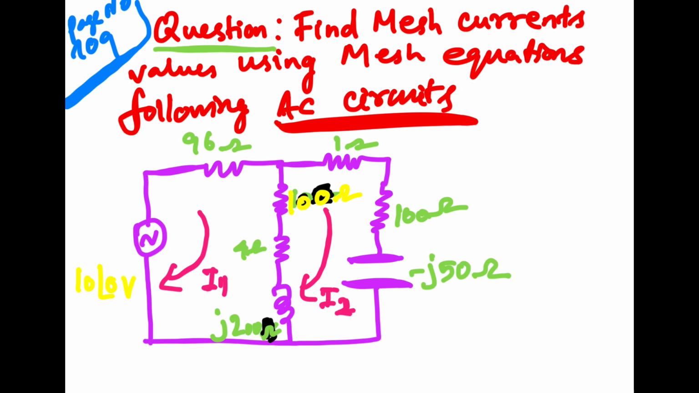10 angle of 0 volt, that is the AC supply in mesh 1. Mesh 2 has no supply, that is V2 is 0. V1 is 10 angle 0 volt. Resistance 96 ohm, and the middle common element is 100 ohm, and 4 ohm and j200 ohm, that is inductance. And the second mesh is 1 ohm, 100 ohm, and capacitance minus j50 ohm. That is mesh 1 and mesh 2.